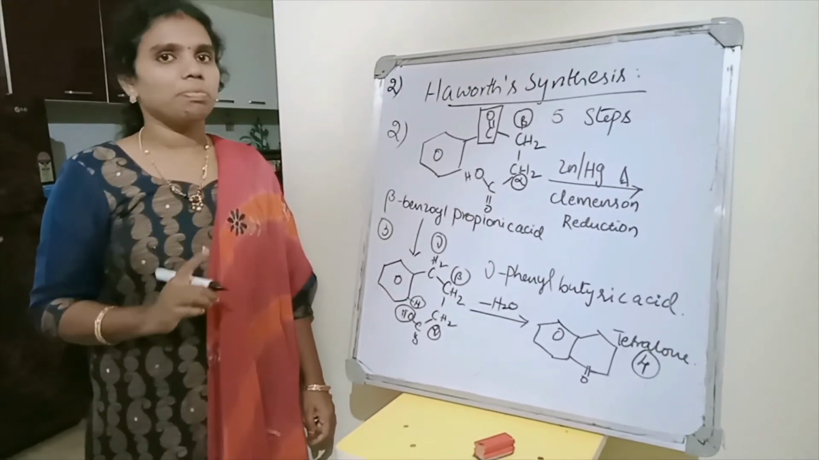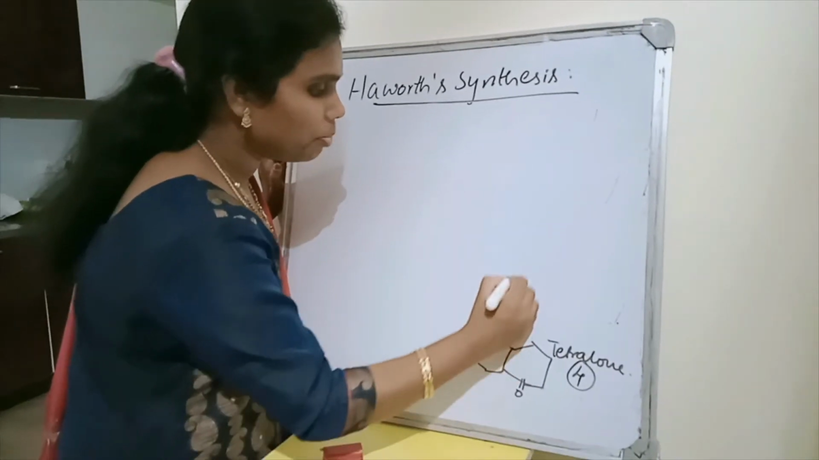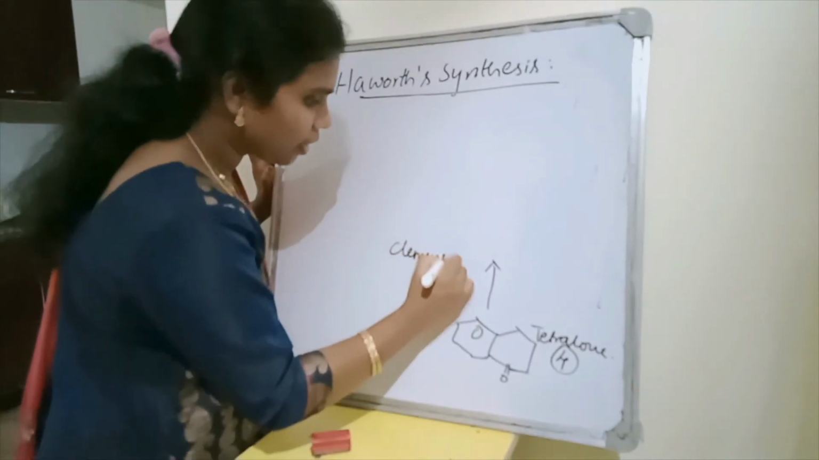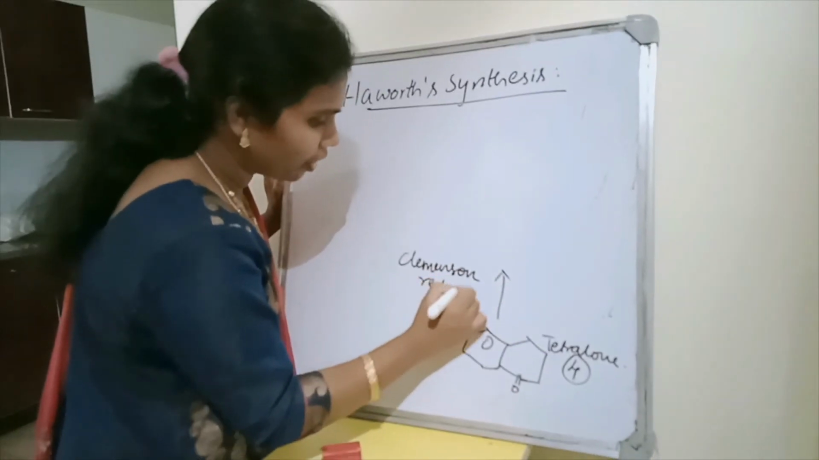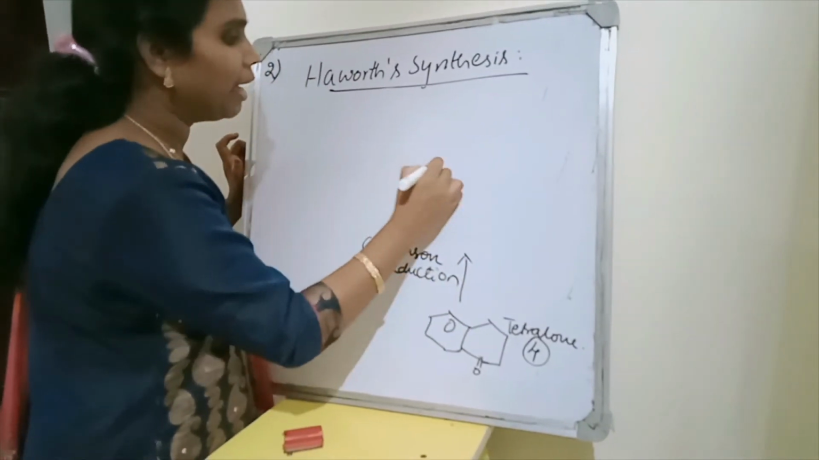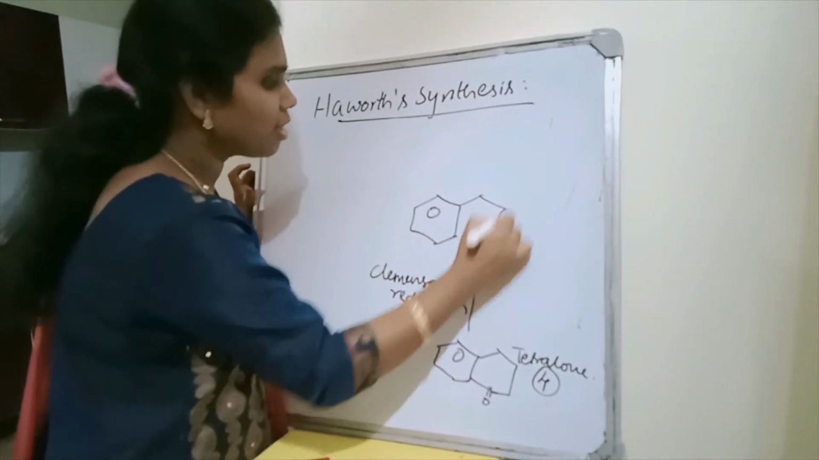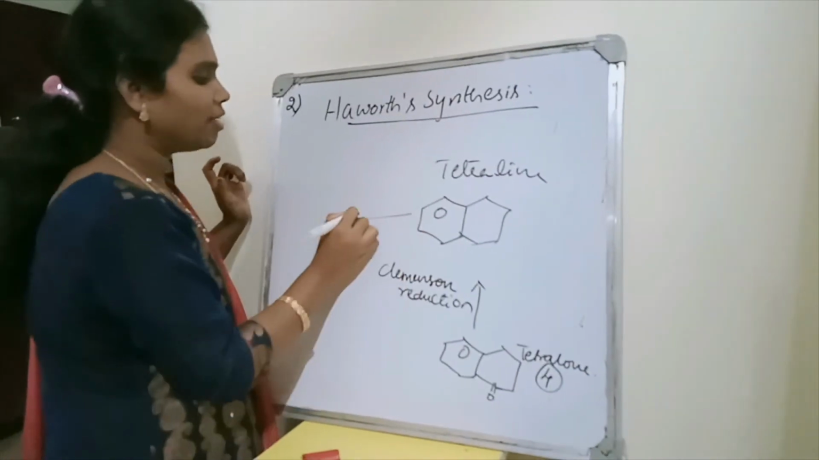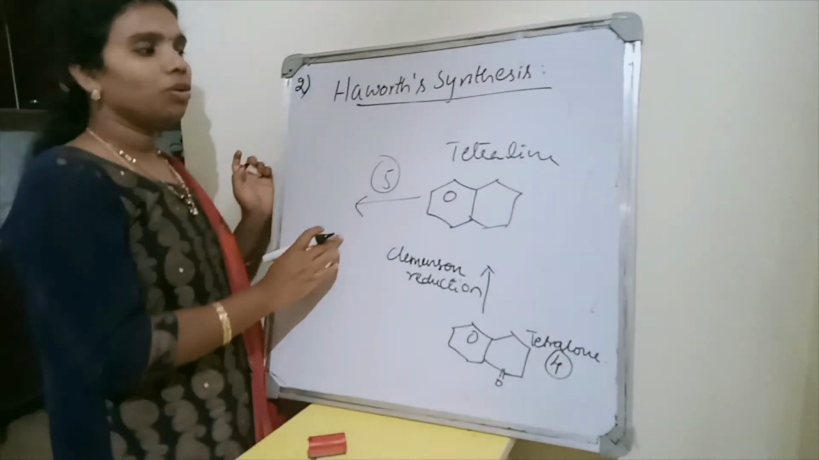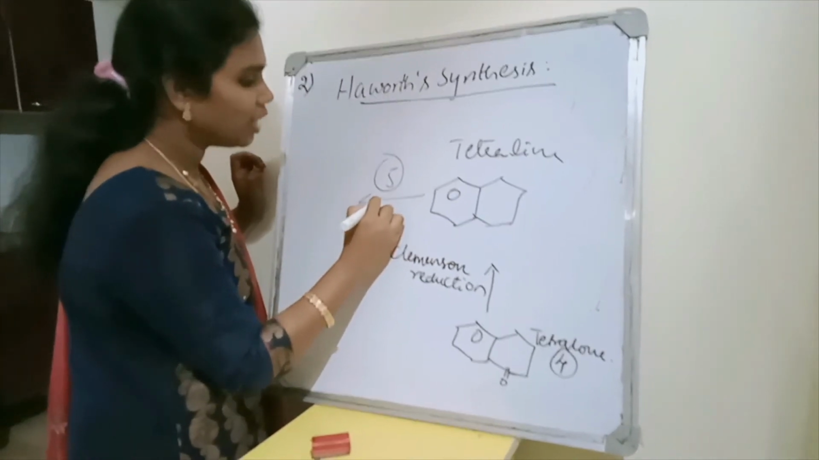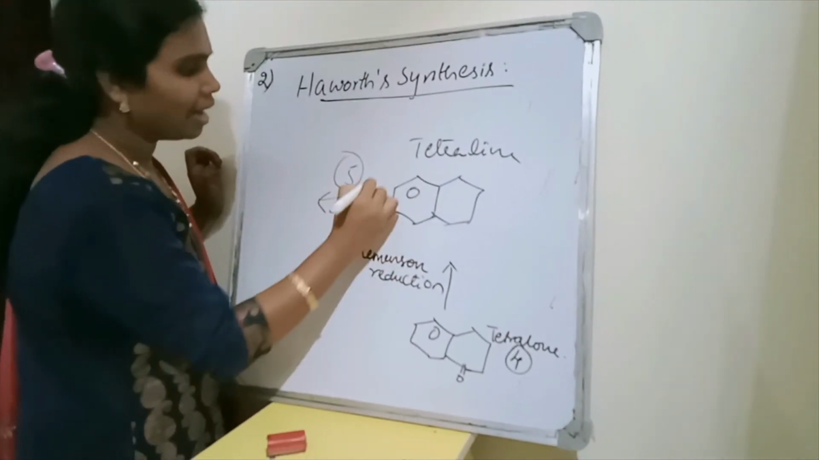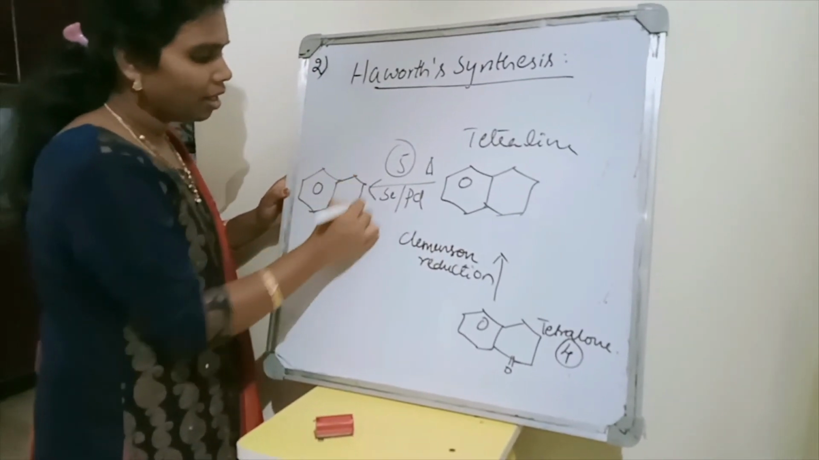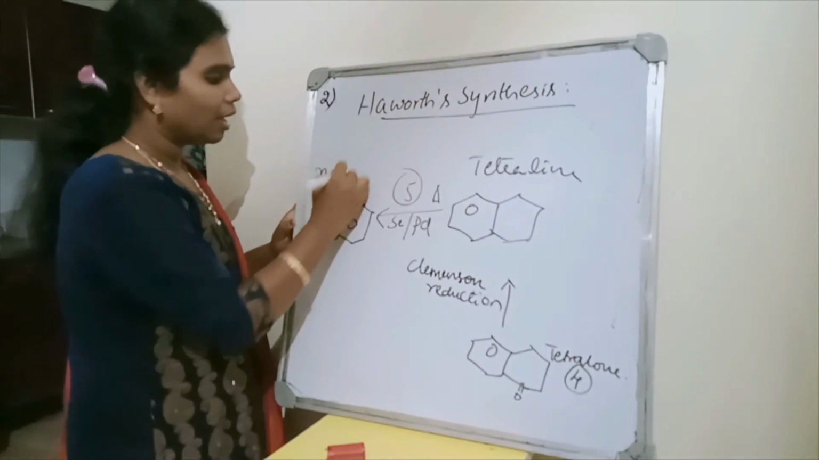Finally one more step is there. Before the last step, this tetralone undergoes Clemmensen reduction again. It is nothing but formation of hydrocarbons. So it will become tetraline. The name of this compound is tetraline, and this tetraline participates in the fifth step. It undergoes reduction in presence of selenium or palladium at higher temperatures to produce naphthalene, which is our desired product. So this is the structure of naphthalene.